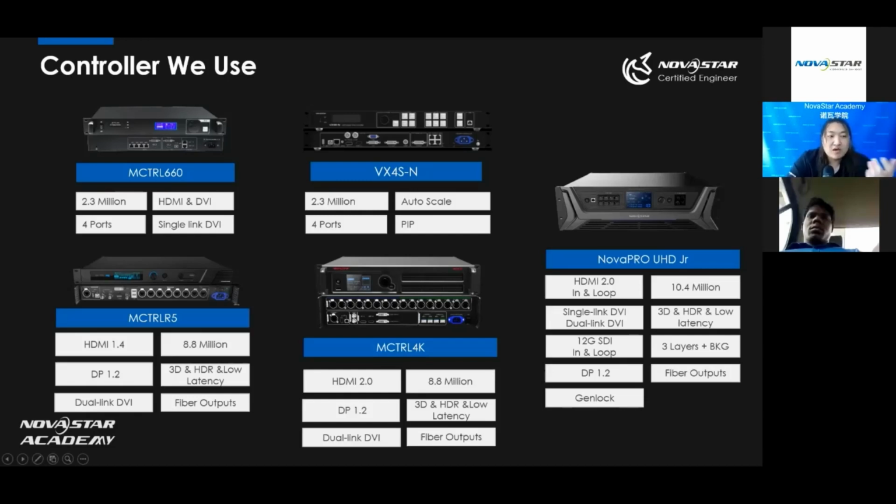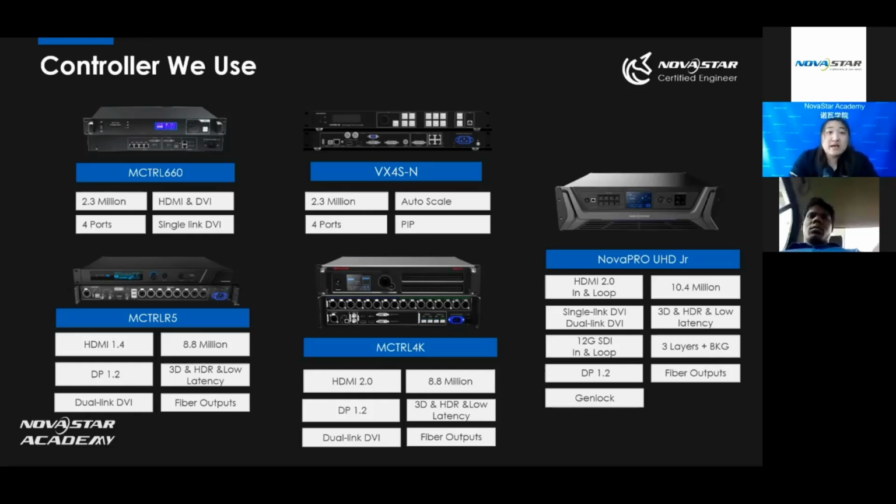You know the reason why we need to use fiber? Because sometimes in that project, the control room is really far away from the real screen. So we need to use fiber and also a fiber converter like CVT 4K or CVT 10.